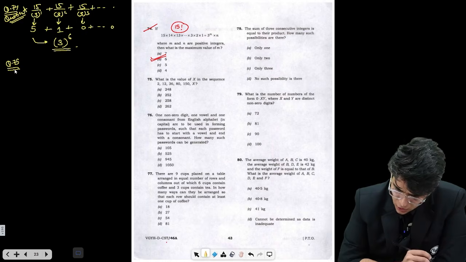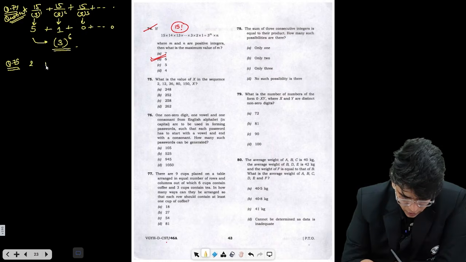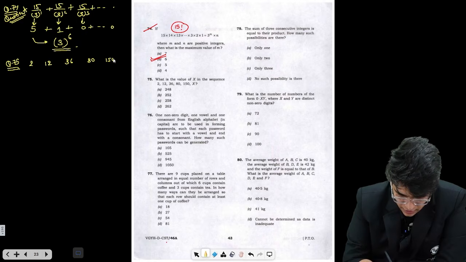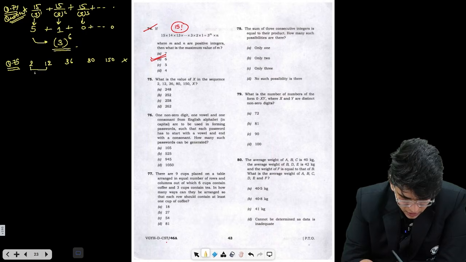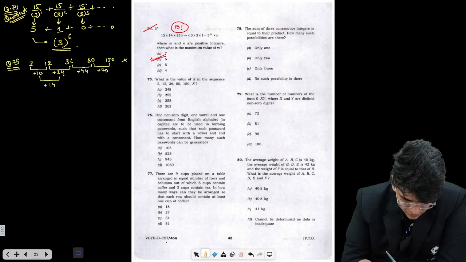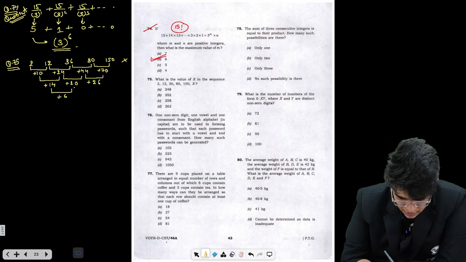75. What is the value of x in the sequence? So you have 2, you have 12, you have 36, 80, 150 and x. Basically the first thing you do is take the difference. Again you need to check the difference. Here you will find that the third difference is same, plus 6 plus 6.